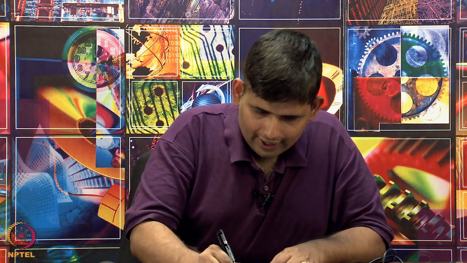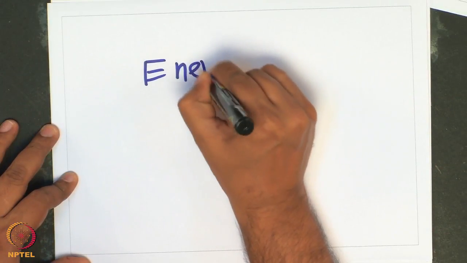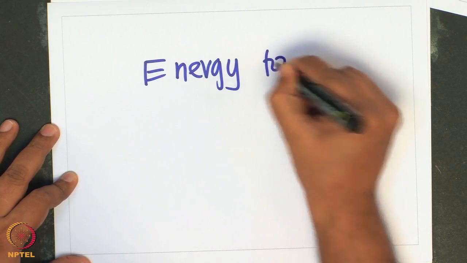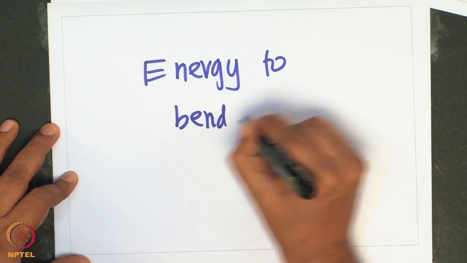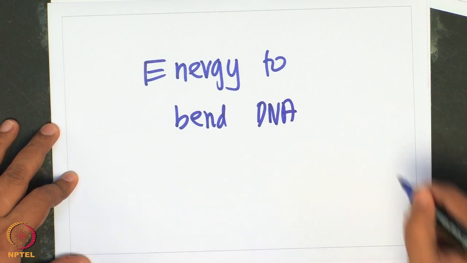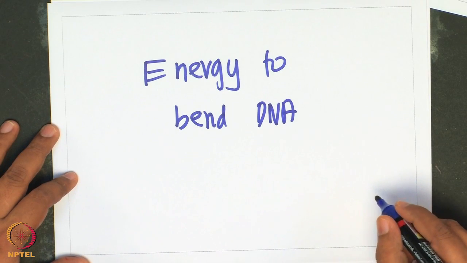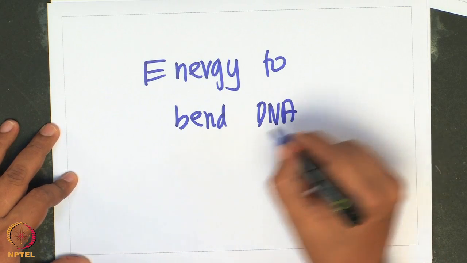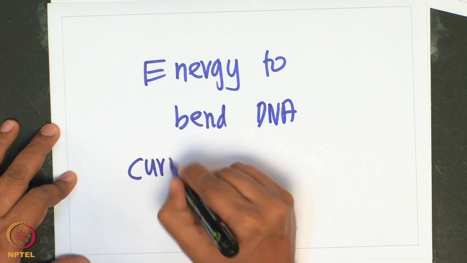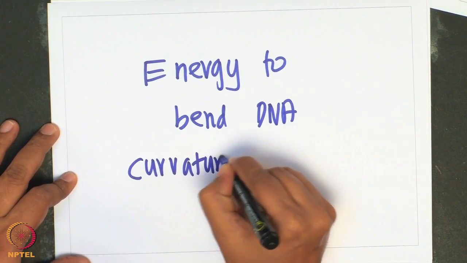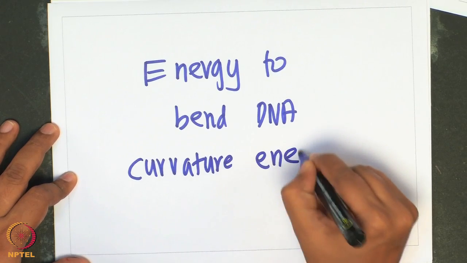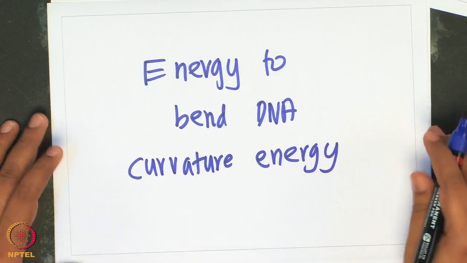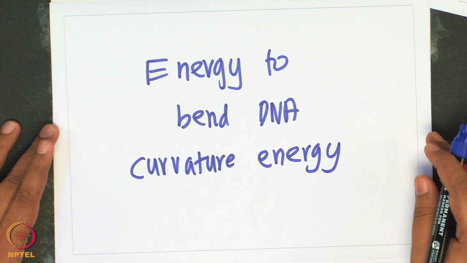So based on that, let us write here. This is something that we would want to use. Energy to bend DNA. Right? Energy to bend DNA. So this is called curvature energy. How much energy is needed to curve? How much energy must a protein be spending to curve a DNA?